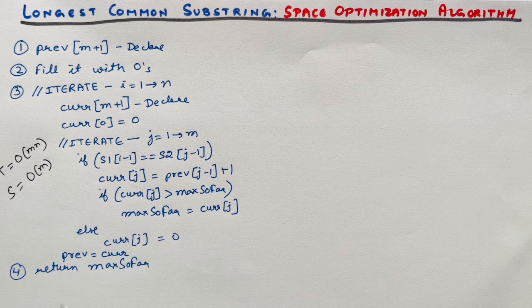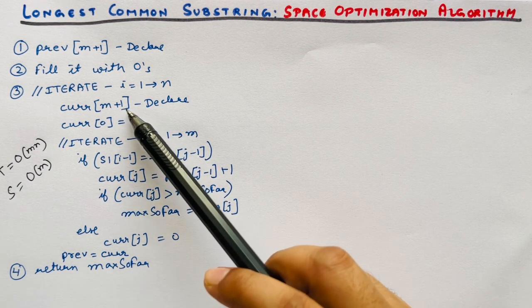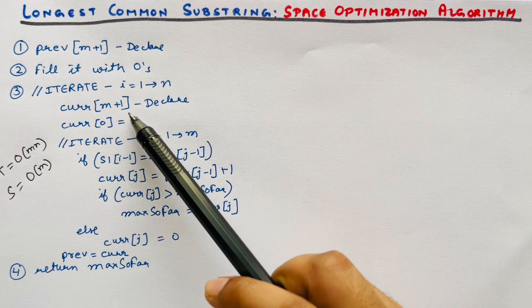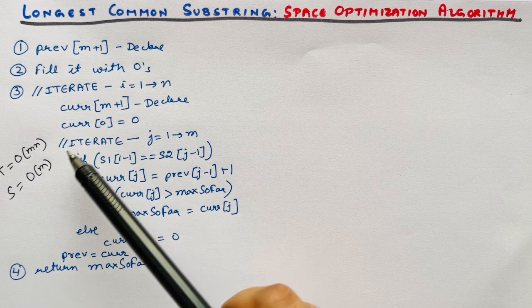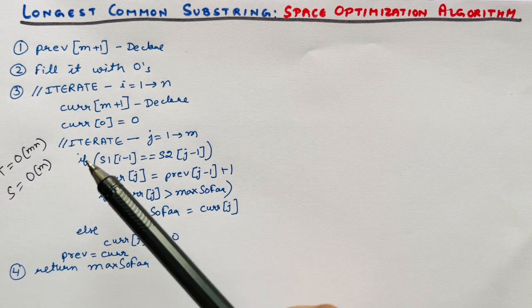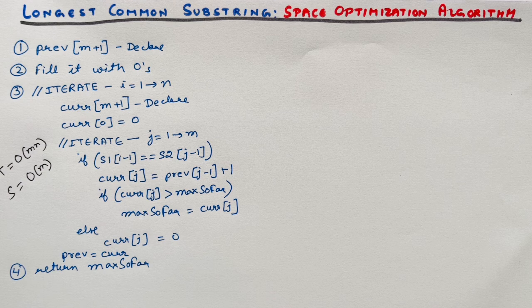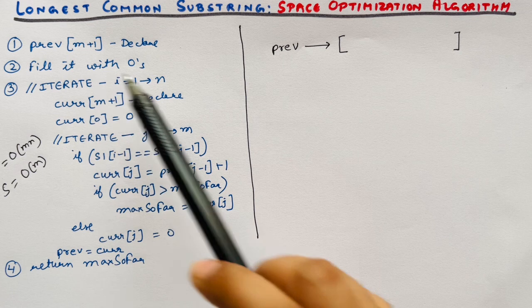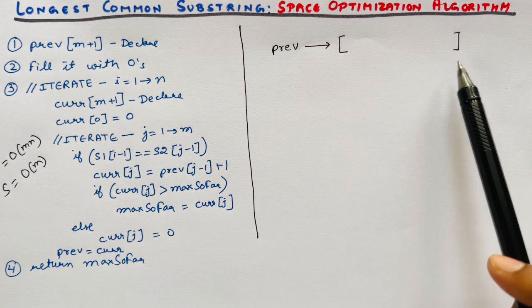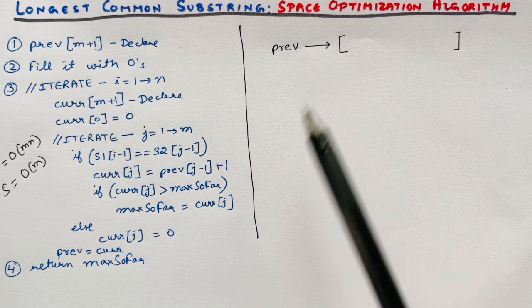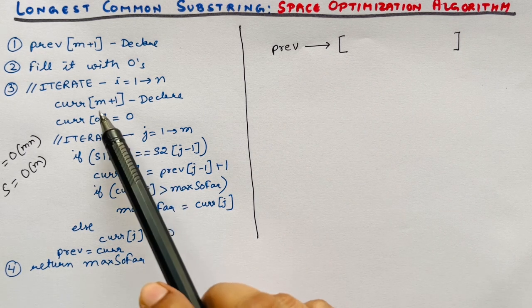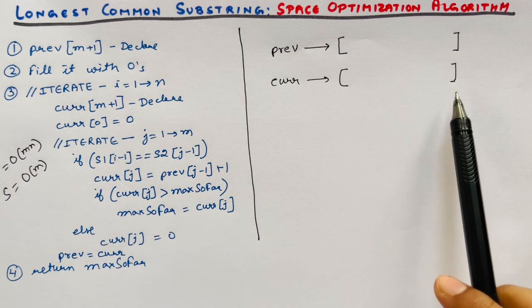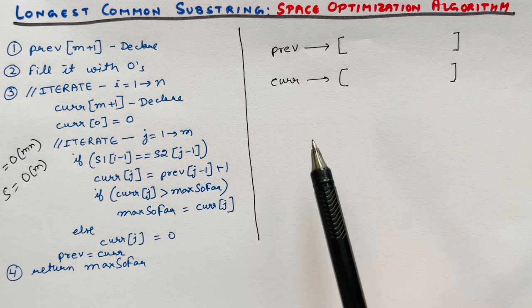One may think that since in every iteration we are initializing a new current array, that means our space complexity should be order of m into n. But that's not the case. Let's see how. Here we first declare the previous array. That means a new memory block is allocated and a pointer previous is pointing to that block. Next, we declare a current array as well. Another memory block is allocated and a pointer current points to it here.